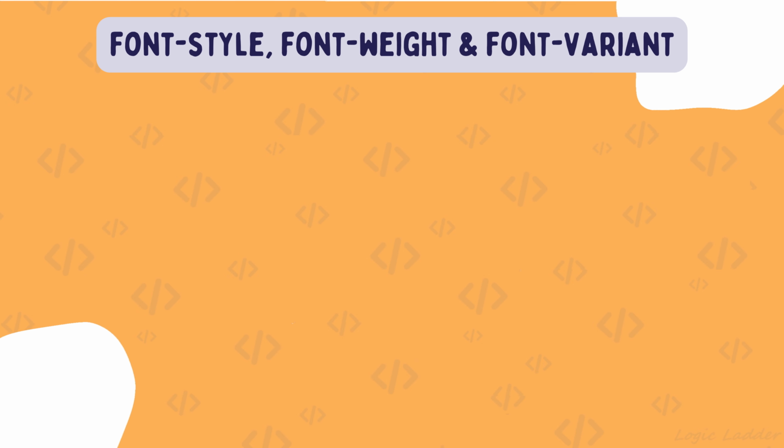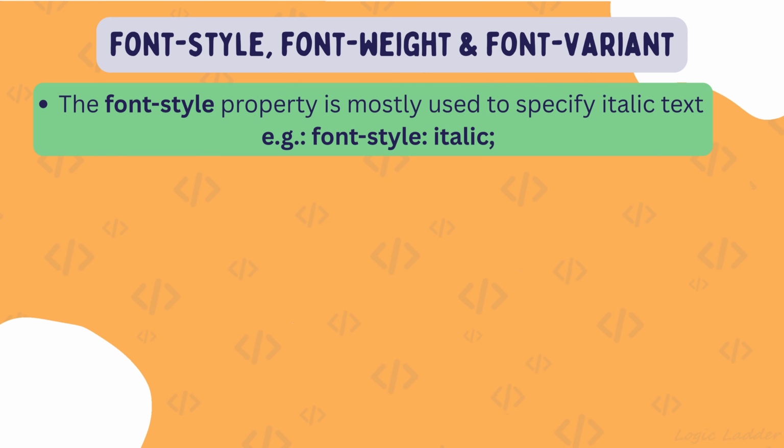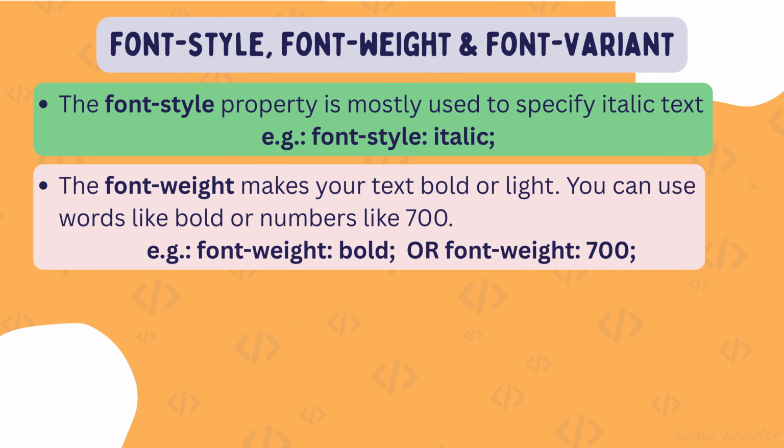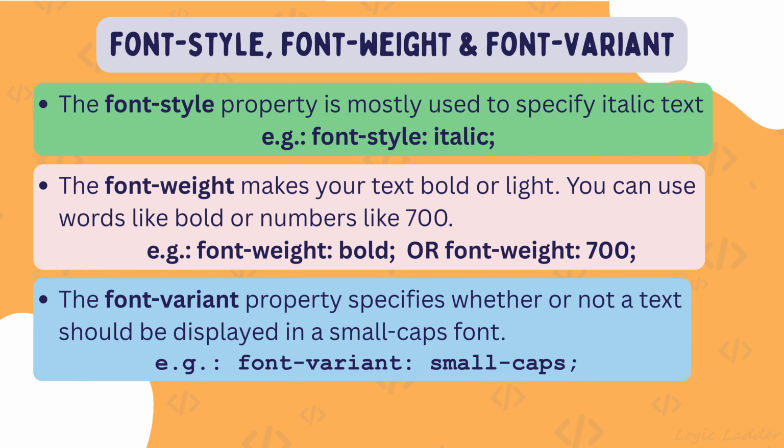Some other properties of applying CSS on fonts are font style. Font style is mostly used to make the text italic. Next property is font weight. Font weight makes your text bold or light. You can use words like bold or numbers like 700. One more font property is font variant. It is used to display text in small caps font.